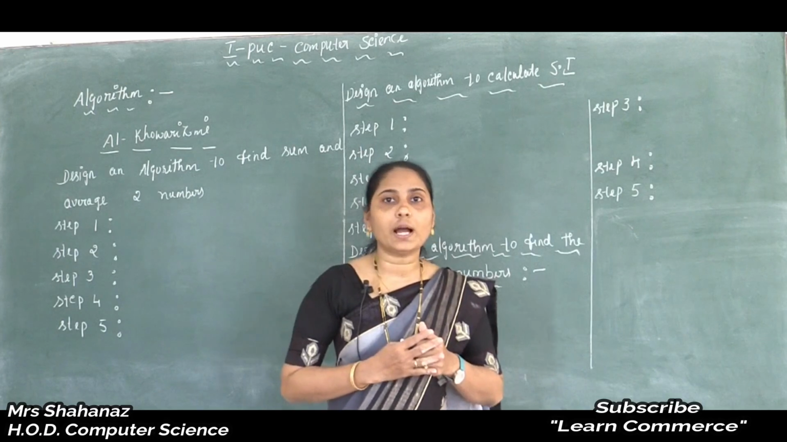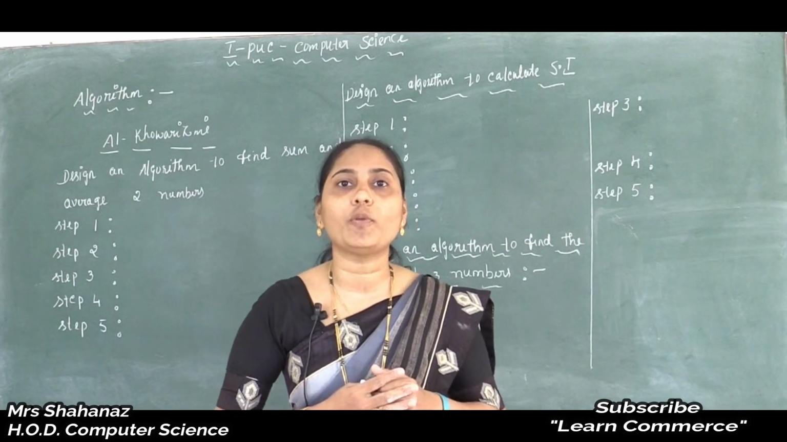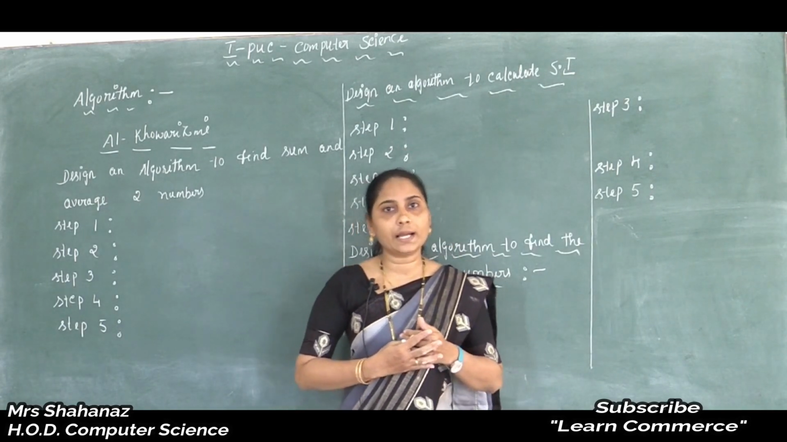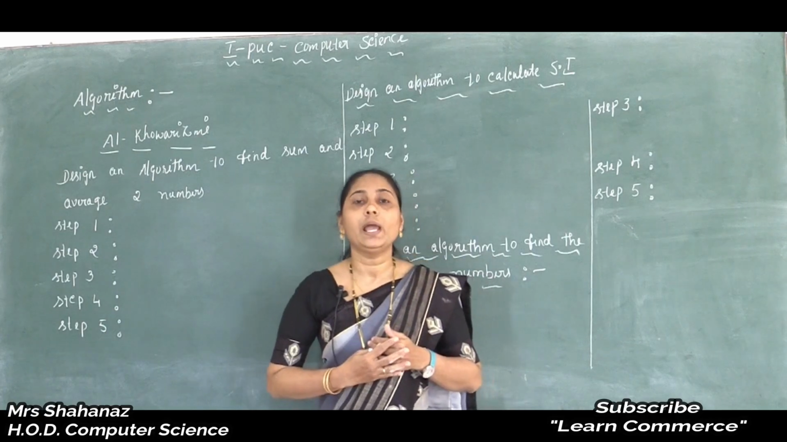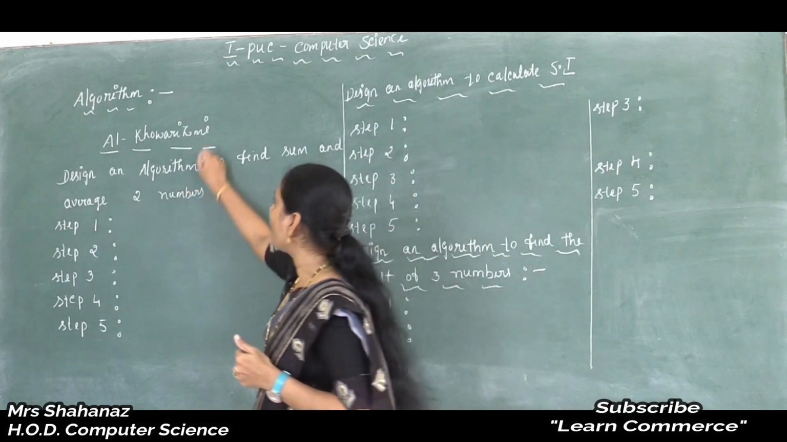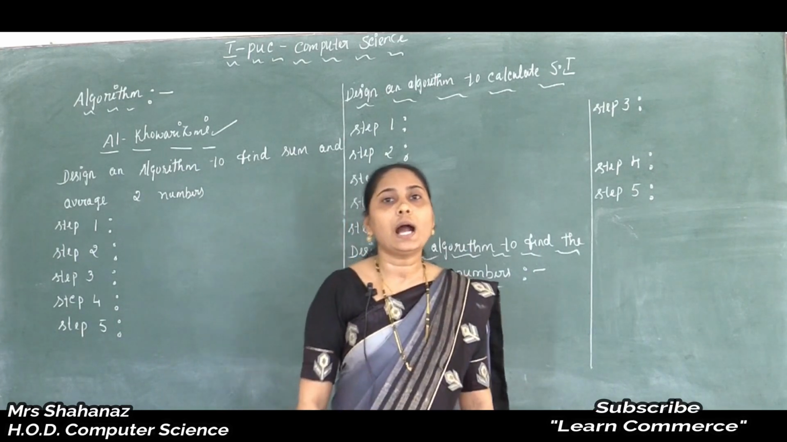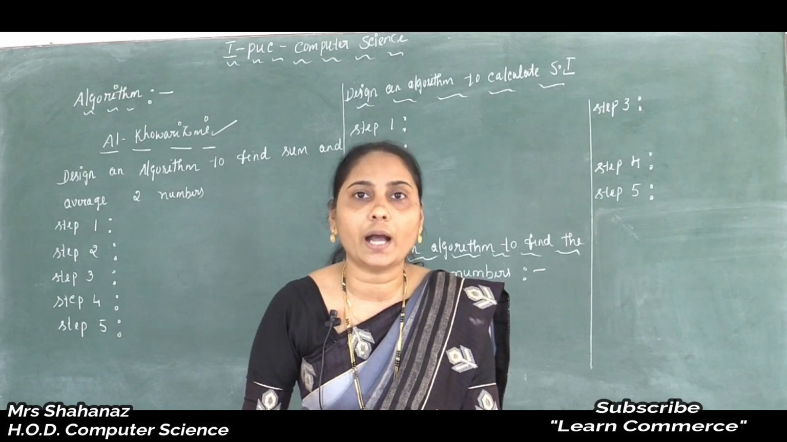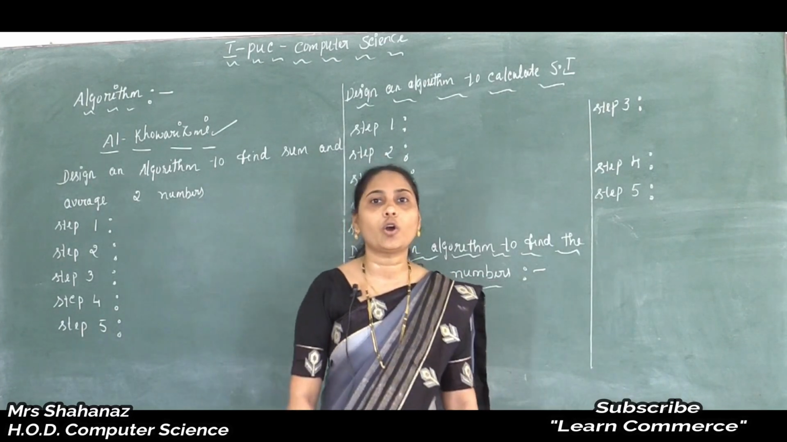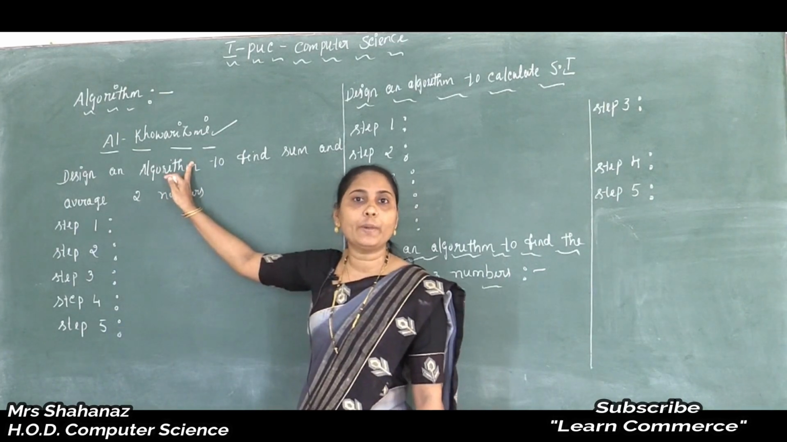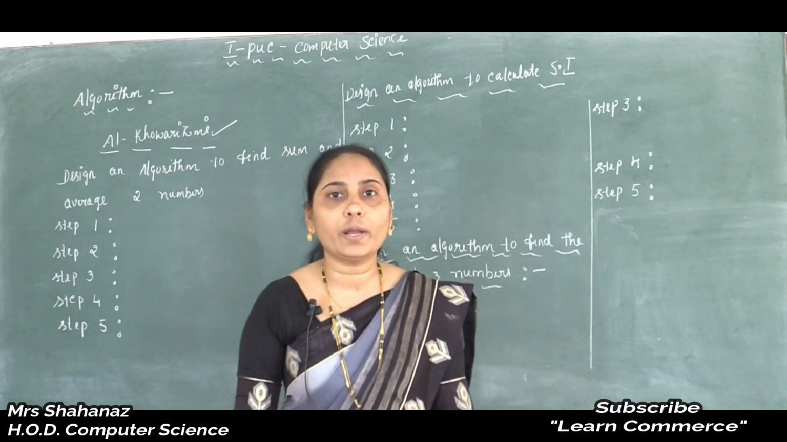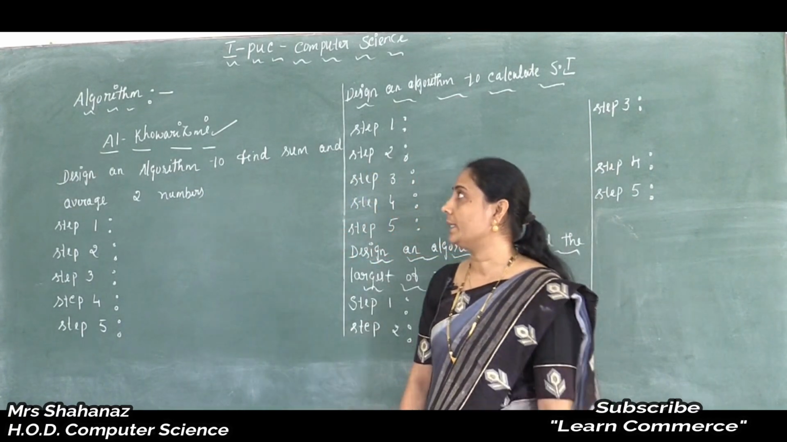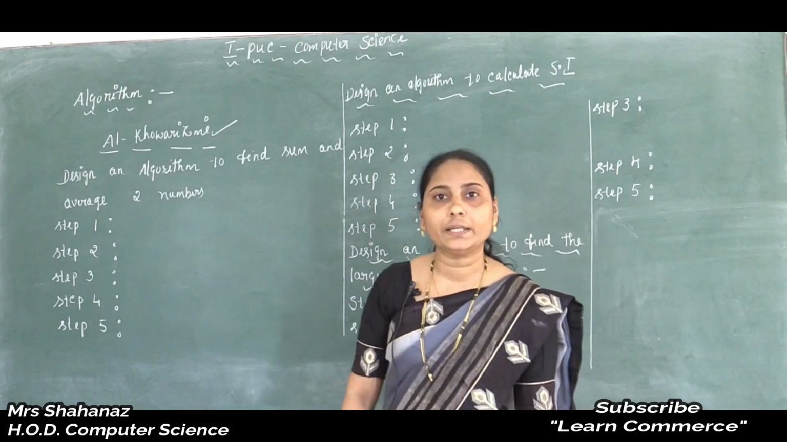And the word algorithm is derived from the name of an Arab mathematician who developed the algorithm. So we can say that such algorithm is derived from the name of the Arab mathematician. The name of the Arab mathematician is Al-Khwarizmi, who developed the step-by-step procedure to solve a given problem. So this is the meaning of the algorithm. I think the algorithm meaning and the developer of the algorithm are clear to everyone.